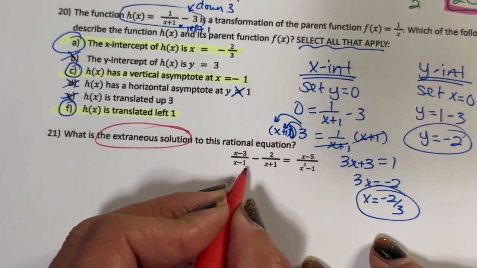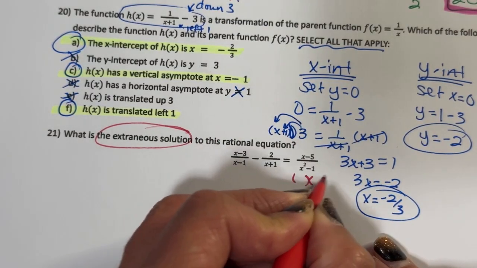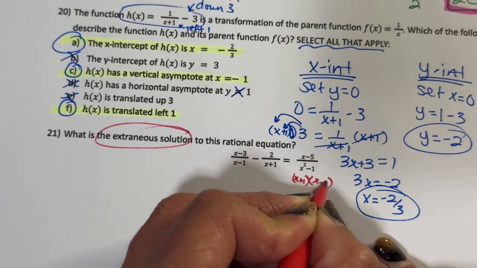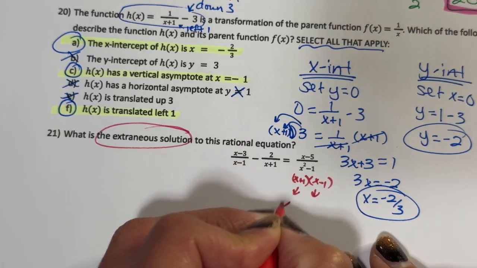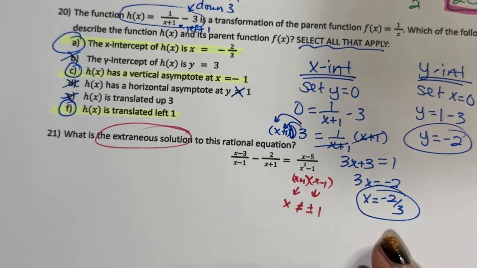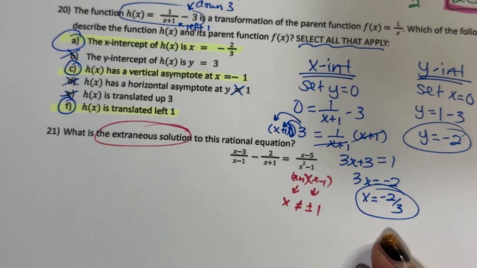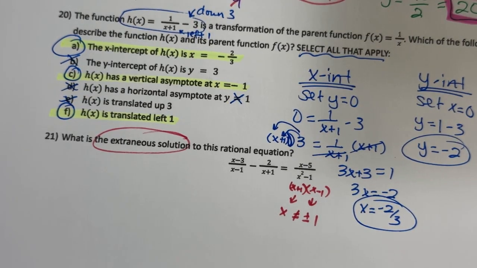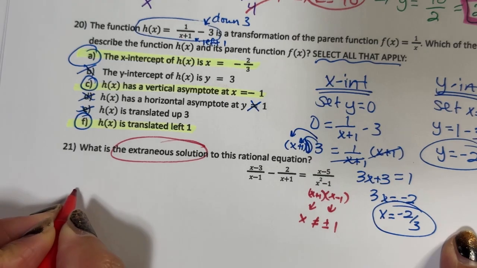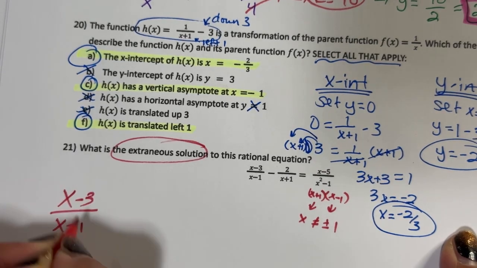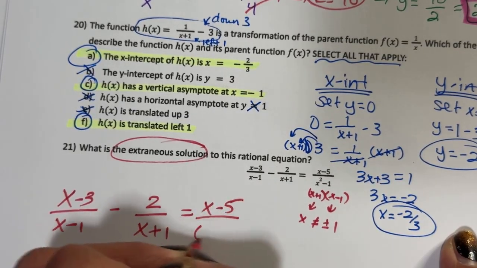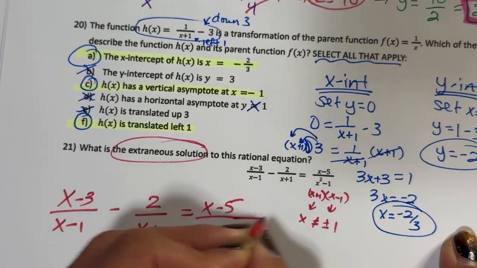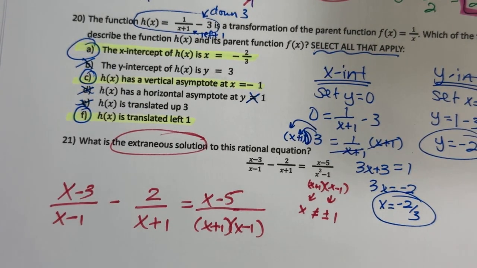So remember, that's going to come from the restrictions, and we know x squared minus 1 factors down to x plus 1, x minus 1, and we have x plus 1, x minus 1 on those other 2 fractions. So we know that the 2 restrictions are plus or minus a 1. Okay, +1 and -1. Can't equal those. So one of the extraneous solutions is one of those numbers, pretty much. So let's figure out which one it is. So x minus 3 over x minus 1 minus 2 over x plus 1 equals x minus 5 over x plus 1, x minus 1. Okay, so remember, when we are solving a rational equation, we got to eliminate the denominators.